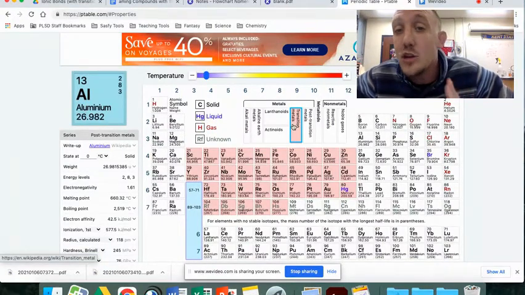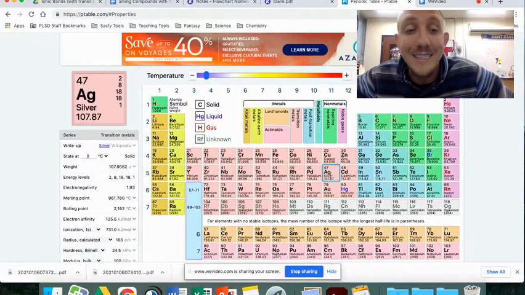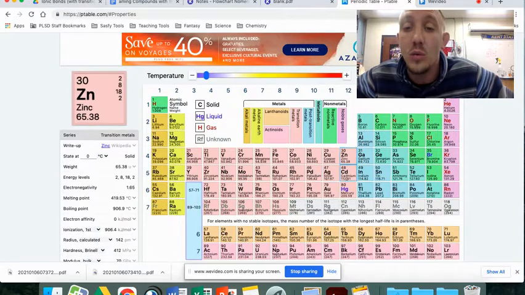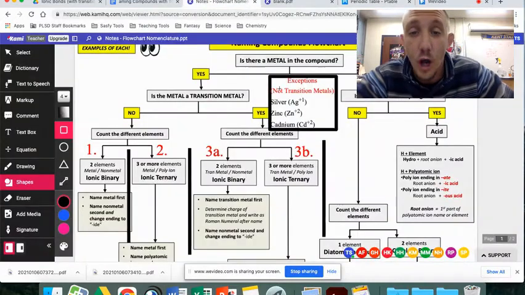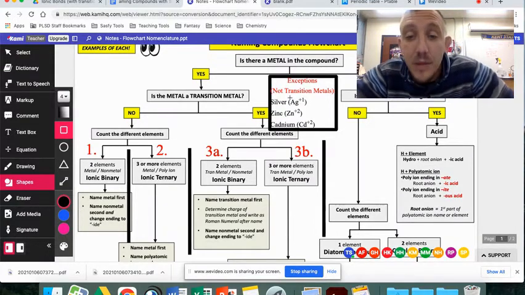There are 3 that don't, and I've given you the exceptions: silver, cadmium, and zinc. These do not follow the rule. You treat them as a normal metal. So I've gone ahead and added them. The exceptions that are not transition metals are silver, zinc, and cadmium, and I've gone ahead and given their relative charges with them.